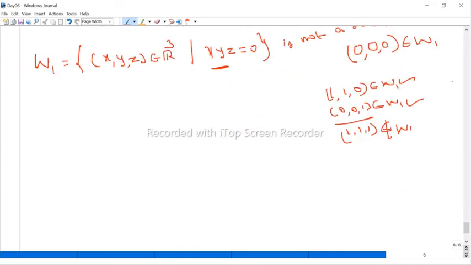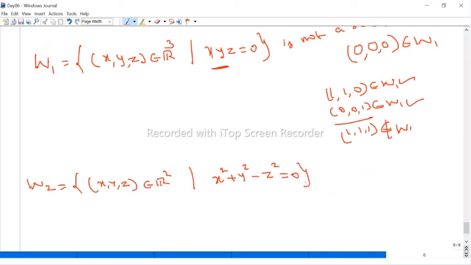Now finally I will ask one question. Please tell me whether this is a subspace of R3 or not. W2 I am defining as the collection of all ordered tuples (x, y, z) in R3 satisfying the condition that x square plus y square minus z square equals 0. So you square the first coordinate, then square the second coordinate and sum it, and then subtract the third coordinate square. Clearly, if you substitute (0, 0, 0), it satisfies the equation: 0 square plus 0 square minus 0 square is 0. Therefore, this is an element of W2. Therefore, 0 is there.